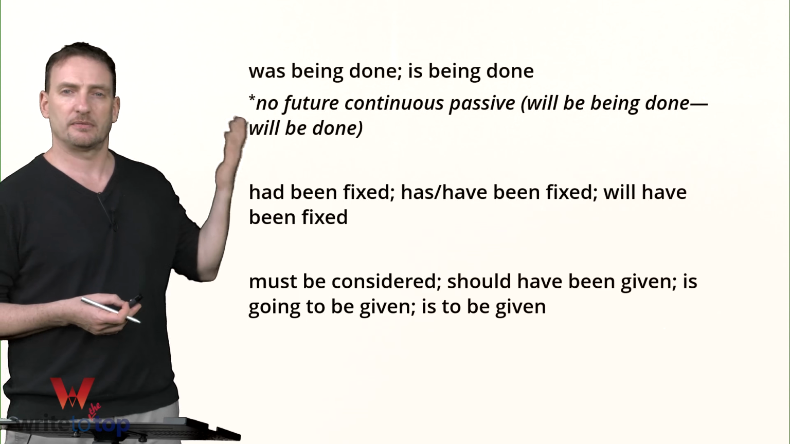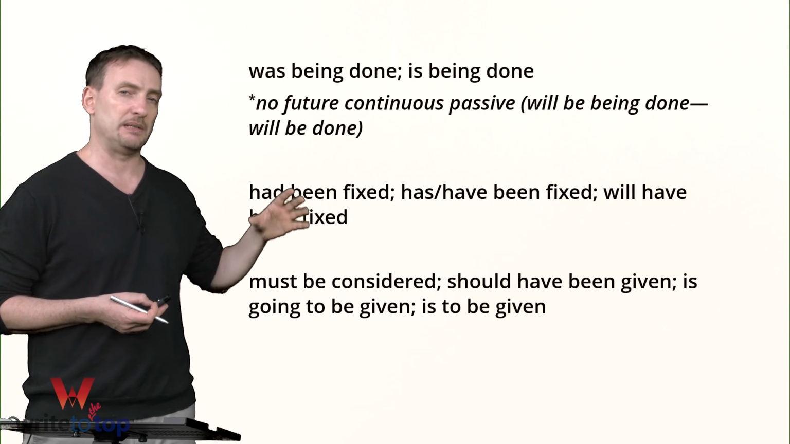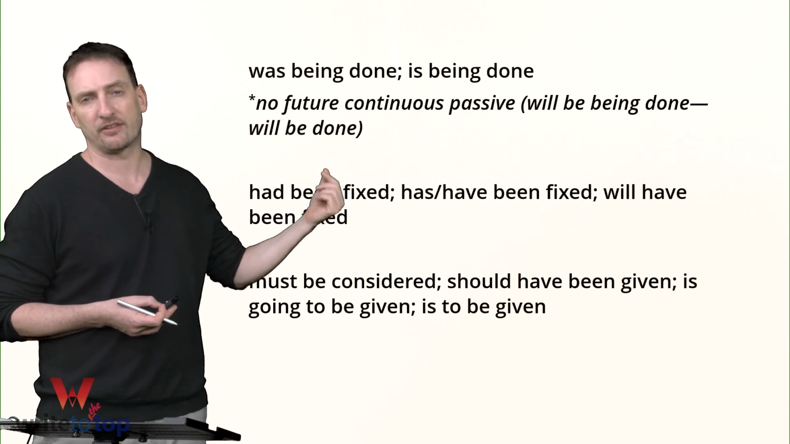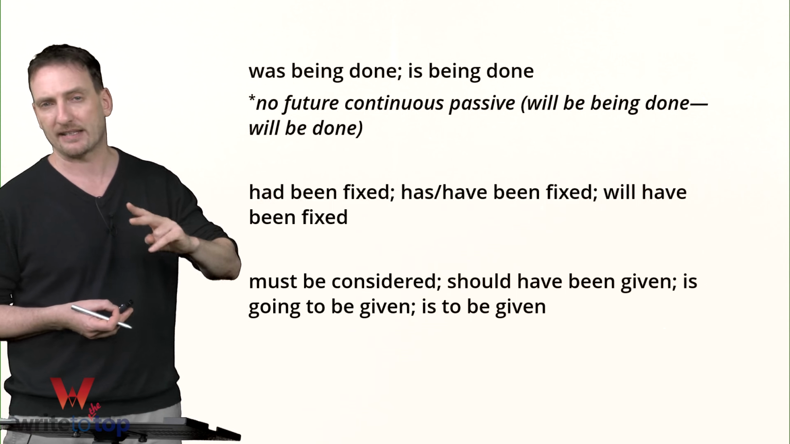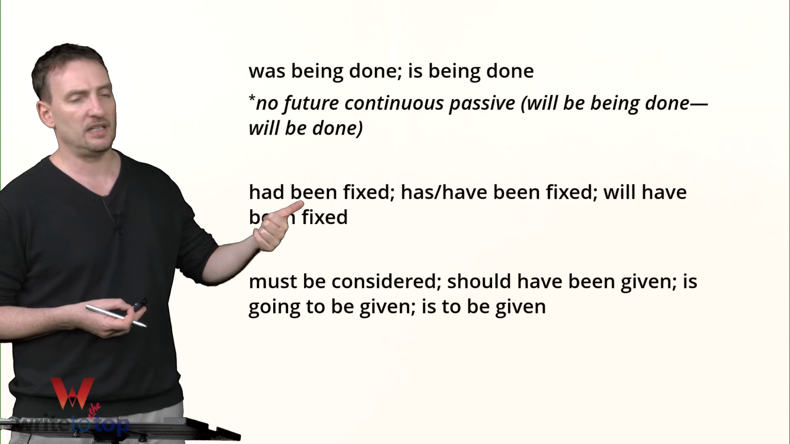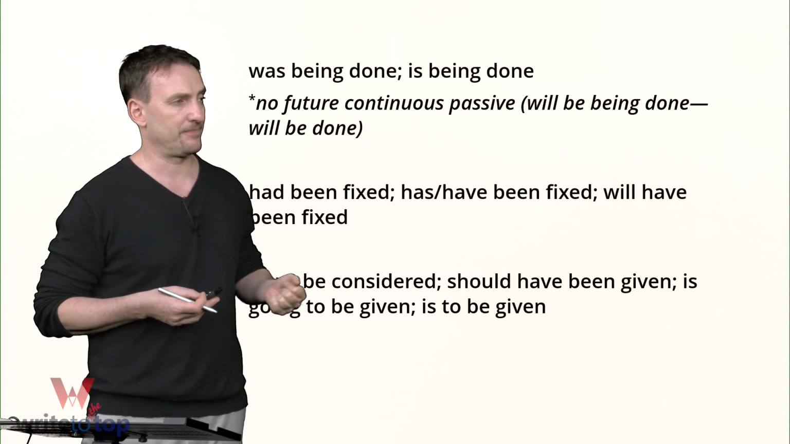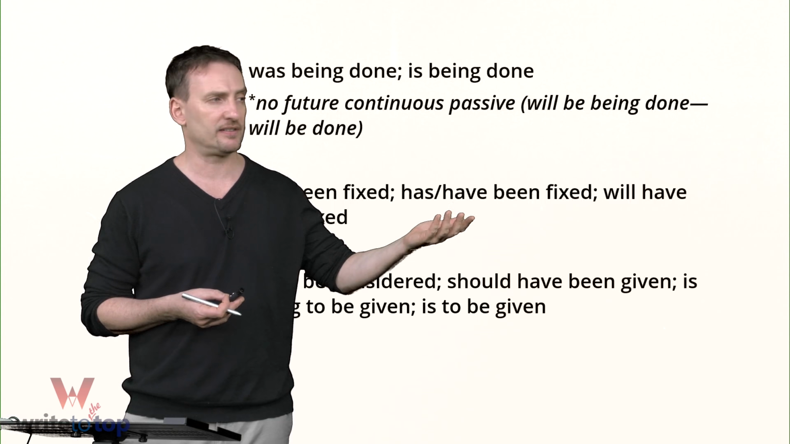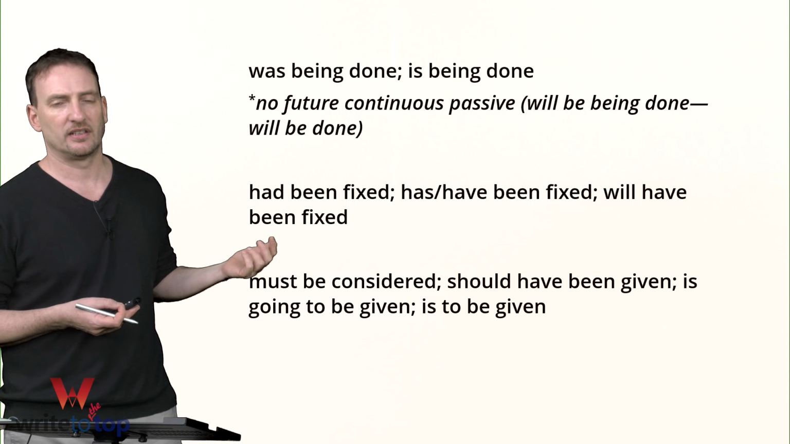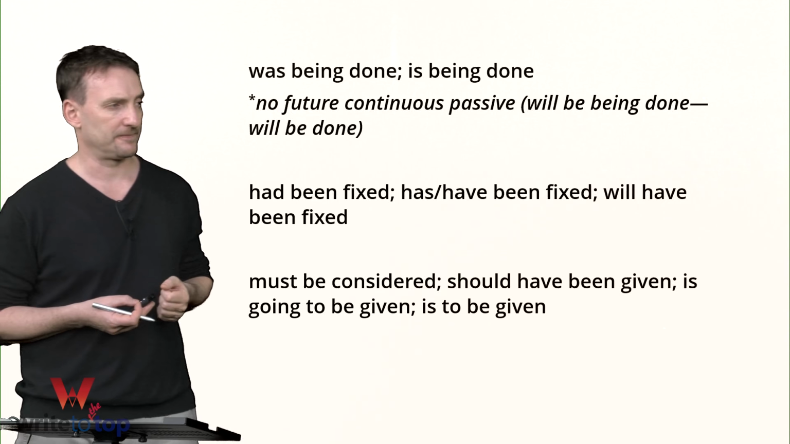Had been fixed, past perfect. We have the had, still have the been. Been is the past participle, and I still have another past participle. So with the perfect tenses, you have two past participles. The be verb takes the perfect tense. Had been fixed, has been fixed, have been fixed, will have been fixed. Past, present, future, perfect tenses.